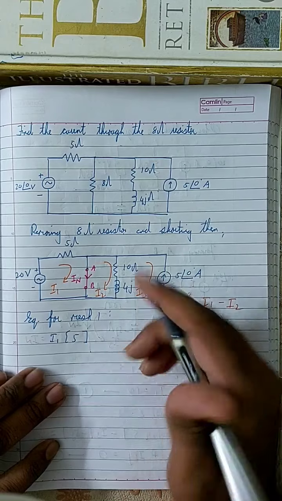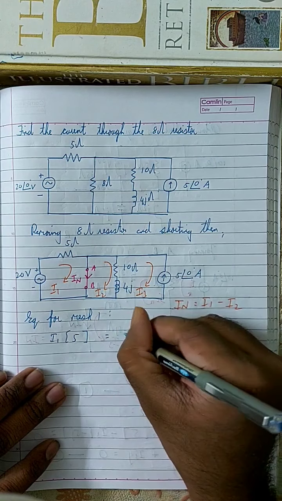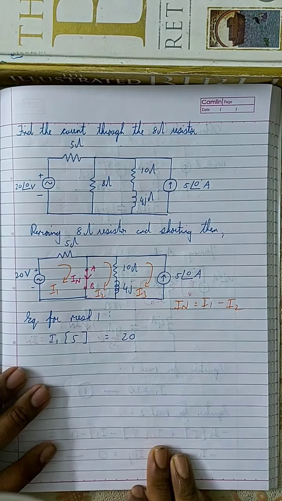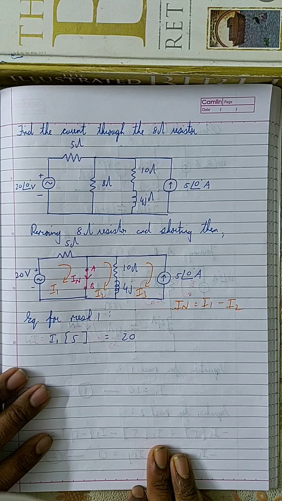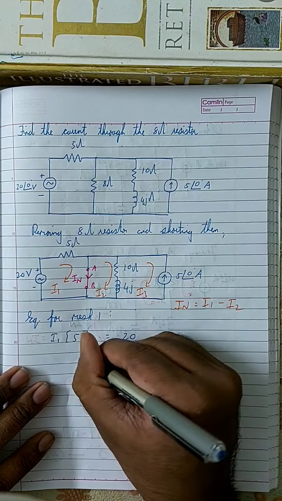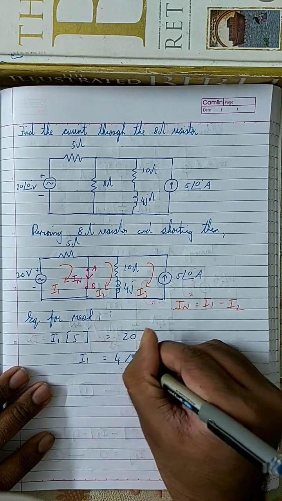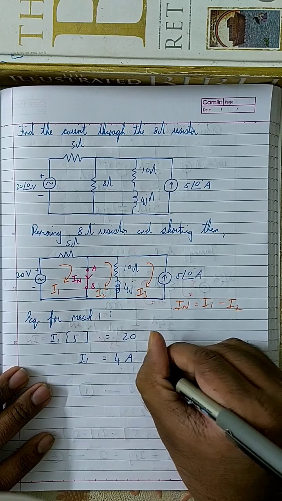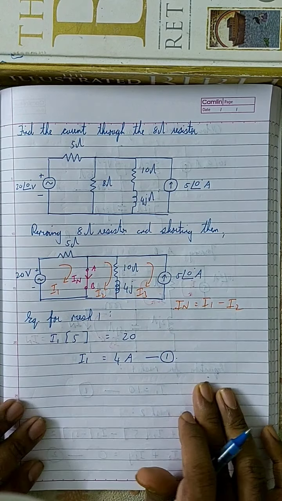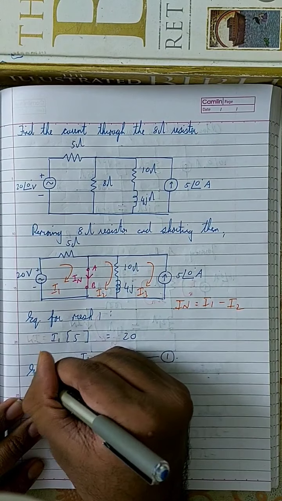I1 into 5 is equal to 20. This is the only equation left, which means I1 is equal to 4 amperes. So now I found the value of I1. Now next is the equation for mesh 2.